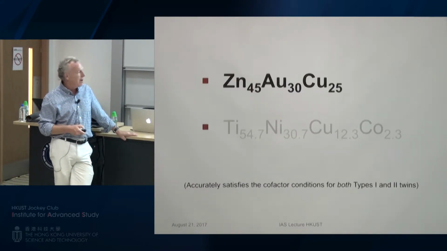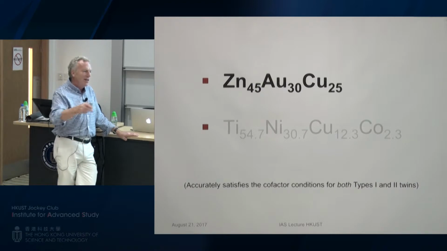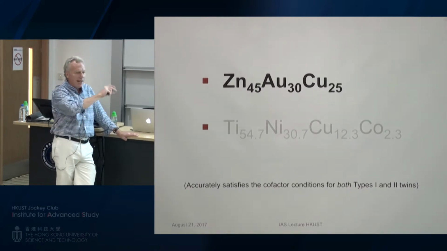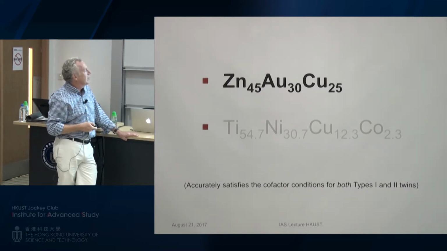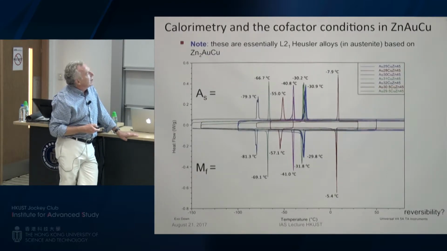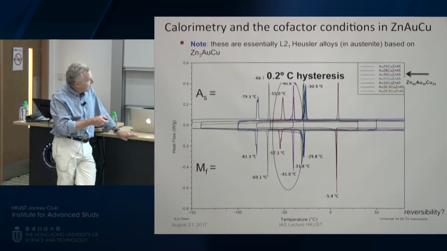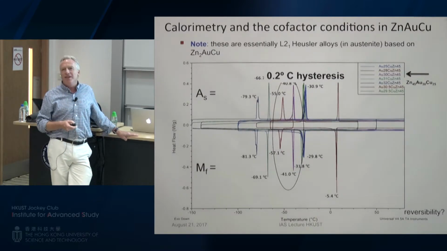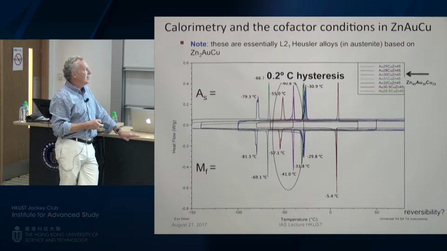Okay, so let's talk about zinc, gold, copper. In fact, it satisfies the cofactor conditions for many twin systems. So whichever choice of bands you choose, there are many choices of these bands, and it satisfies them in a lot of cases. So that's quite interesting in itself. And this is a graph of calorimetry, like I was showing earlier, of various zinc, gold, copper alloys, and it's this one that satisfies accurately the cofactor conditions. And in this particular measurement, the hysteresis is actually 0.2 C. So for a big first-order phase transformation, that's really small hysteresis, amazingly small.